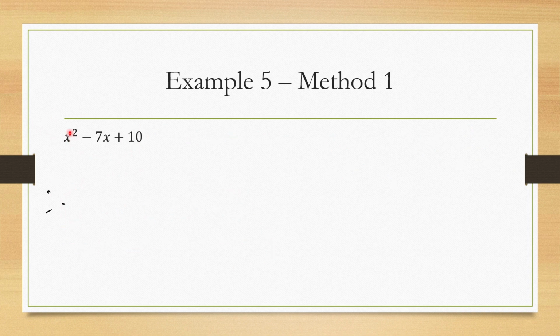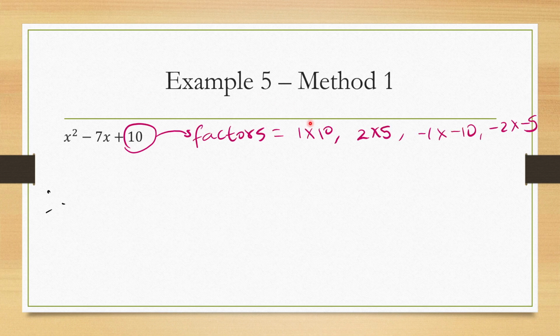So let's look at another example, example 5. First of all, we're always going to find the factors of 10. They are 1 times 10 and 2 times 5. Then you're going to look at the minus side of the factors of 10. I'm sorry, minus 1 times minus 10, minus 2 times minus 5.